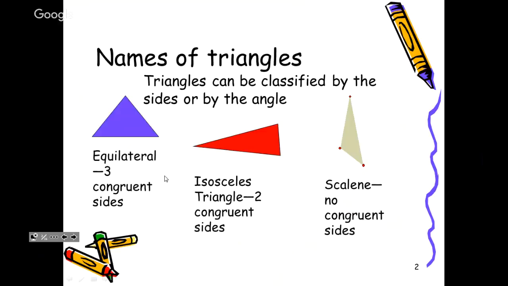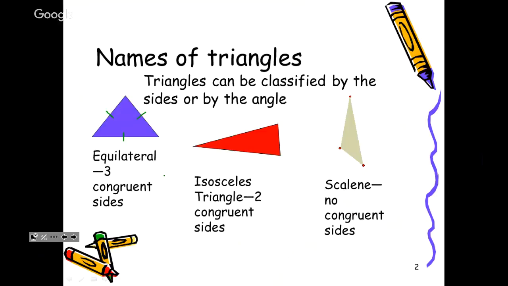We're going to start off with the sides. There are three types we can do. One is equilateral, in which there are three congruent sides. Equilateral, equal sides. And again, we represent those by tick marks. You always do that. Equilateral means three congruent sides.